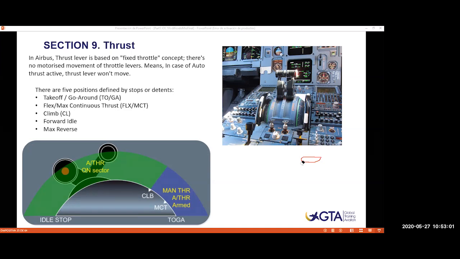Let me erase this one. Okay. So this is the difference between the autothrust in this aircraft and the other ones. Okay, so the thrust, you will see that it is not moving.